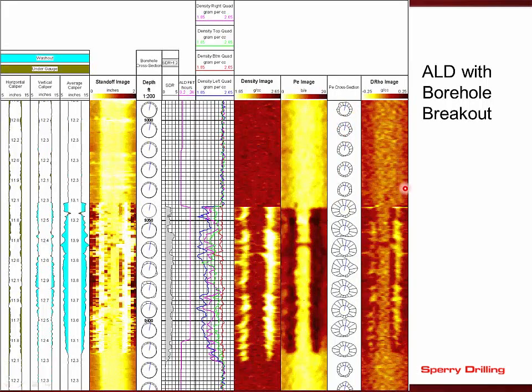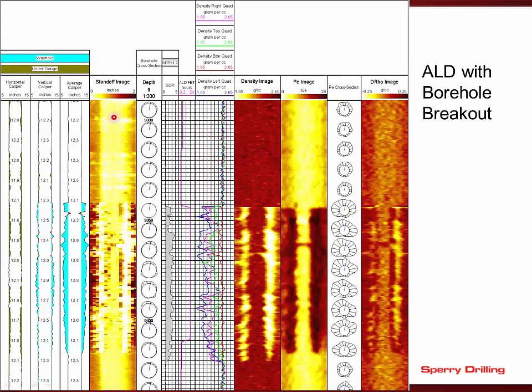Next to that, you've got the delta rho, which I haven't really covered in depth in this presentation, but it's an indication, again, of standoff, or how far the detector is from the formation, and how much correction has been applied for that. Over here, you've got bottom, top, left and right quadrant densities, which are all agreeing nicely with each other. So that's telling us we've got a nice gauge borehole, probably.